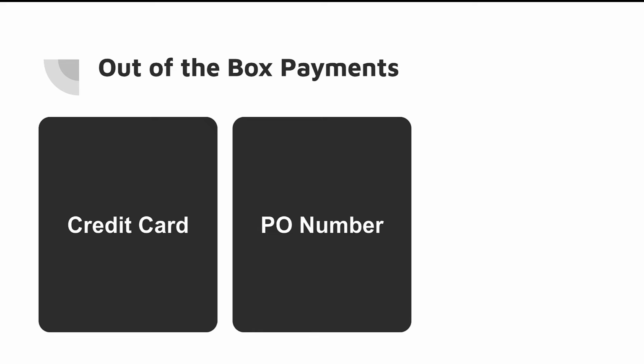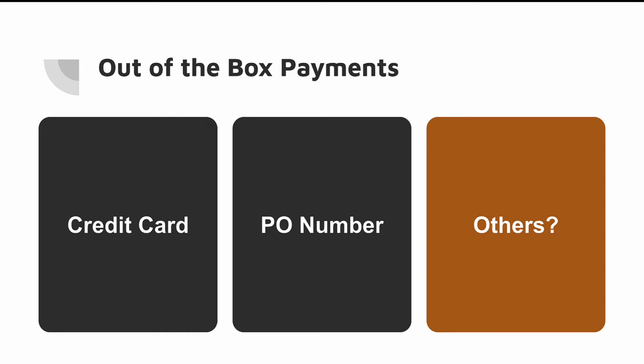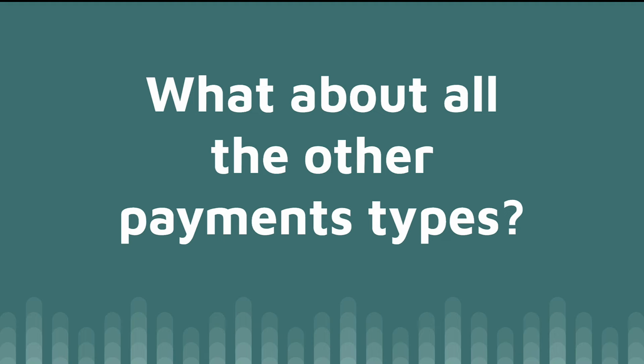A lot of the customers, both on the B2B and the direct-to-consumer side, need the ability to have simple purchase orders or credit cards. Now, there's a little more setup on the credit card piece, which we're not going to cover here today, but either one of these are possible with the out-of-the-box payments. But what happens when you need something other than this? Let's say your business accepts ACH or voucher of some sort or some other type of payment method. What do you do? So that begs the question, what about all the other payment types?